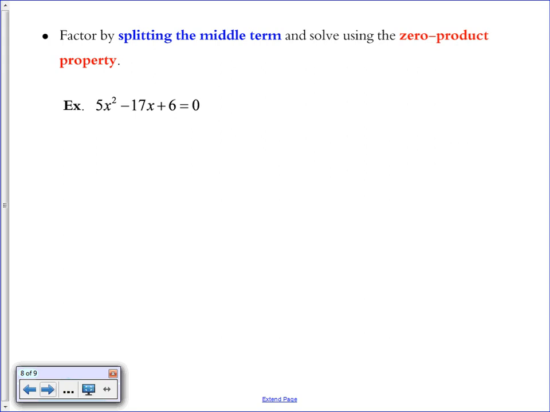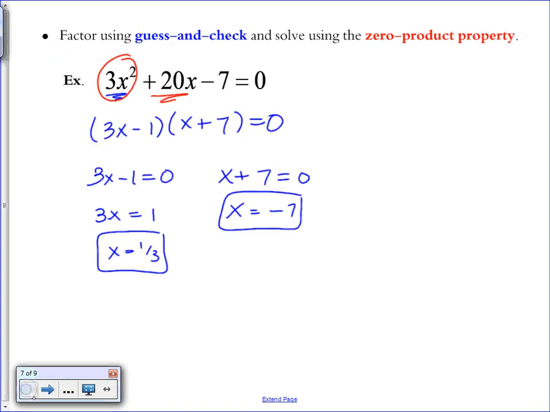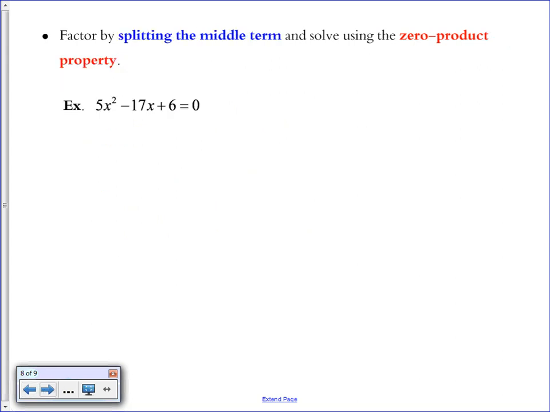Splitting the middle term factoring is another method so you don't have to use guess and check. So if we go back a couple slides, you'll remember on here we had to come up with 4 possibilities for making negative 7. FOIL, FOIL, FOIL, FOIL, so we figured out that it would not work. There's another method that will work every single time so you don't need to guess and check. And that's called splitting the middle term factoring.